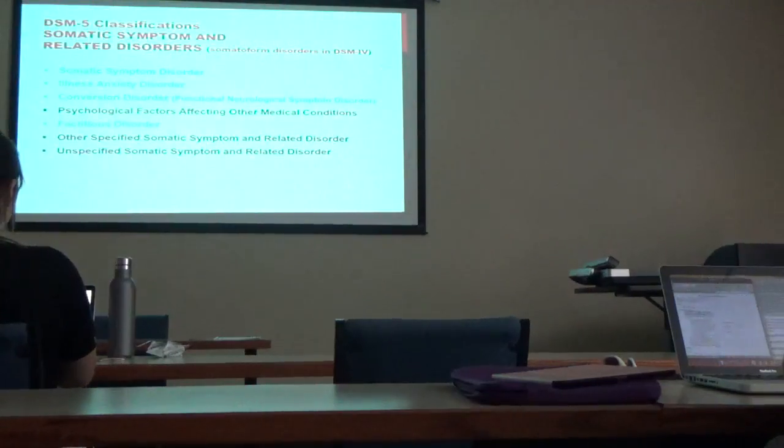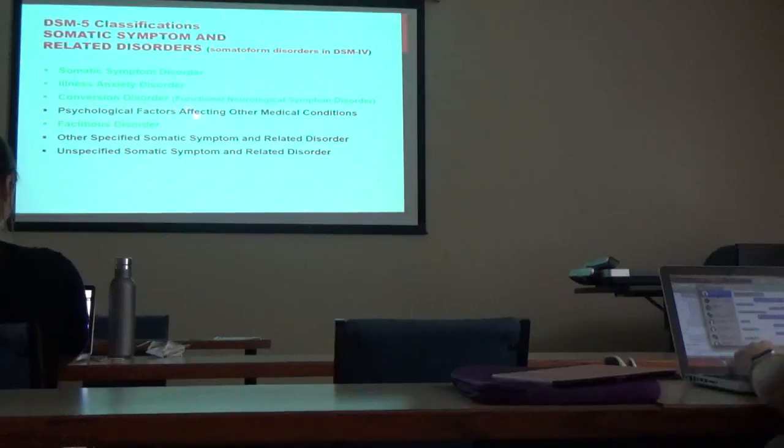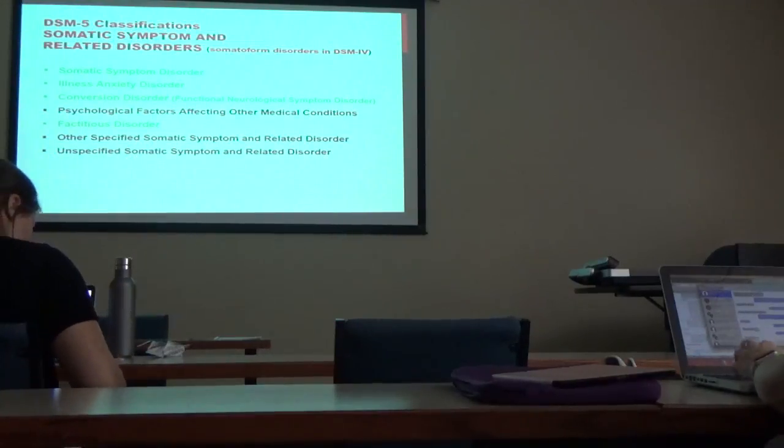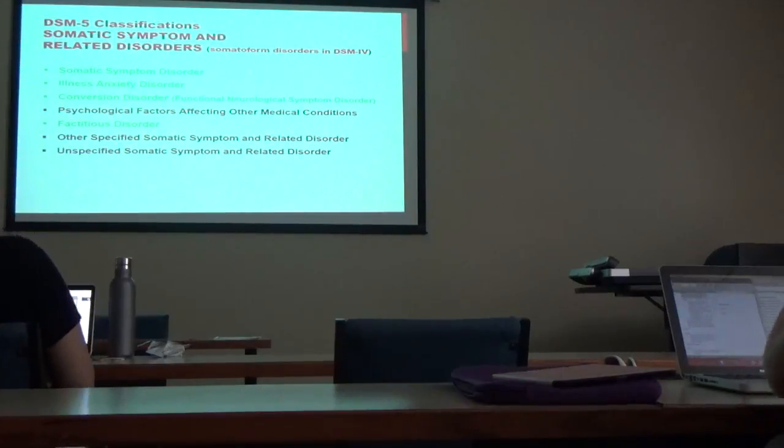Okay. Here's the classification schema. There's somatic symptom disorder. There's illness anxiety disorder, formerly hypochondriasis, hypochondriacs. Conversion disorder, functional neurological symptom disorder, psychological factors affecting other medical conditions, that's a diagnosis. Factitious disorder, completely made up. Then there's other specified somatic symptom related disorders and unspecified. So again, like everything else we've seen, they always have grab bags of otherwise not specified. We'll put you down there.